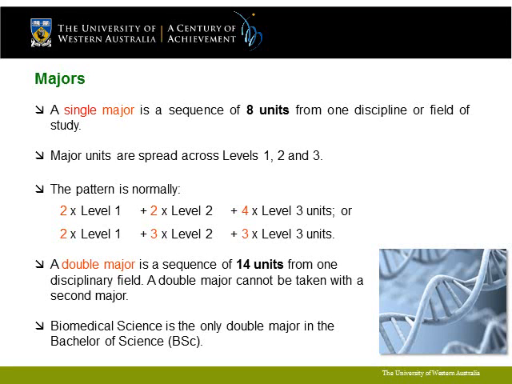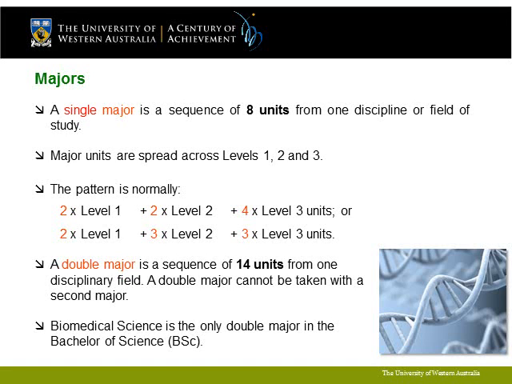A single major is a sequence of 8 units from one discipline or field of study. Major units are spread across Levels 1, 2 and 3. The pattern is normally 2 Level 1 plus 2 Level 2 plus 4 Level 3 units, or 2 Level 1 plus 3 Level 2 plus 3 Level 3 units. Be aware that level does not equal the year of study. For example, you may be enrolled in a Level 1 or Level 3 unit in your second year of study.